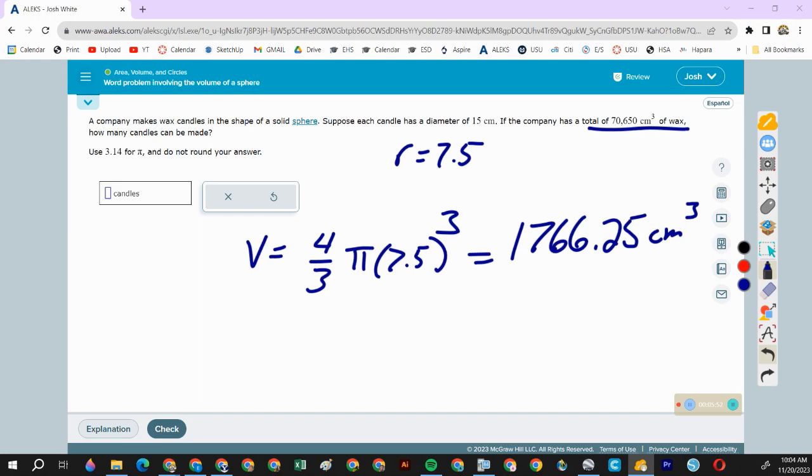So we're going to divide this by that number. So 70650 divided by 1766.25, and we get 40. So we can make 40 candles. What if the answer was 40.897? How many candles can we make? 40. We don't have enough to finish that 41st candle.